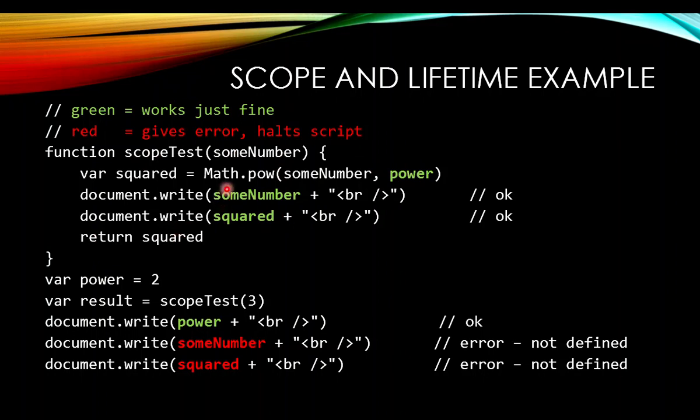Now let's pick out all of the local variables here. someNumber is local. squared is local because it's got its start here, right? This is where it was created, and this is where this was created.